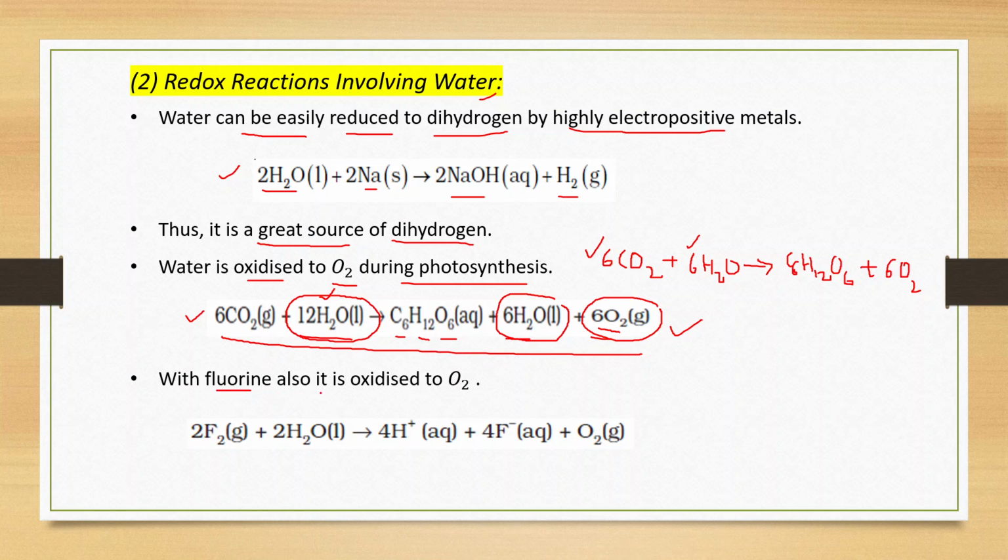With fluorine also it is oxidized to O2. The reaction is 2F2 plus 2H2O, and on reaction we will get HF, but when HF is dissolved in water, it will give H plus ion and F minus ion. So this is written as 4H plus, 4F minus along with oxygen.